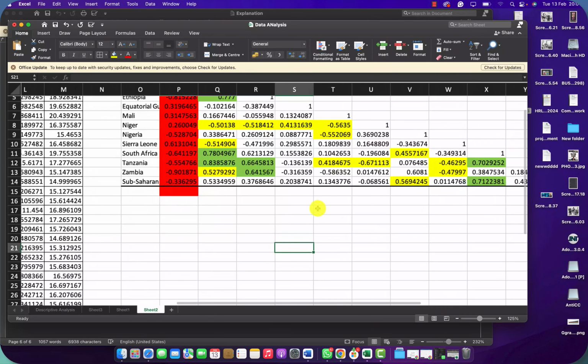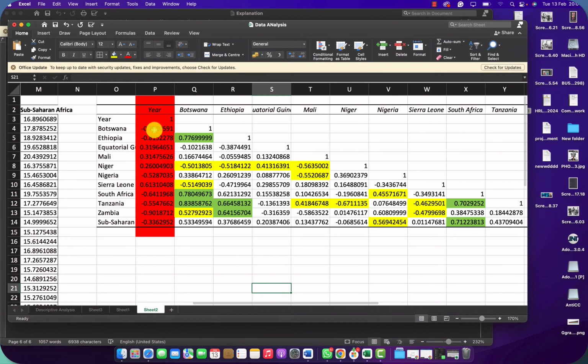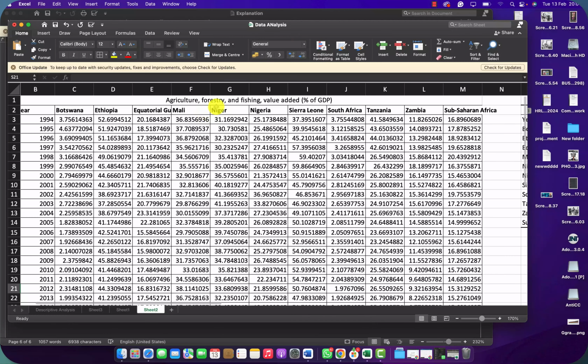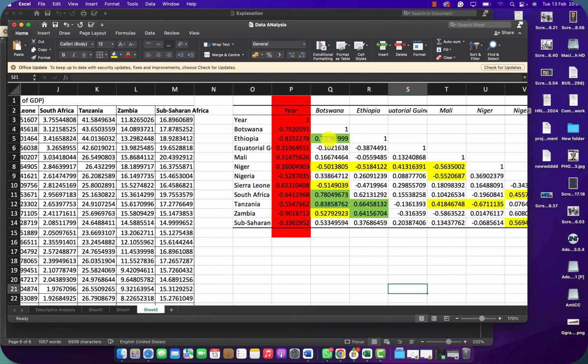Can you imagine? So this is the correlation data that we got from it. And if you check this correlation, the data set of agriculture, forestry, and fishery value added per GDP in Ethiopia is highly, or positively, correlated to that of Botswana. But in this regard, the Niger one is negatively correlated to Botswana, Ethiopia, and Mali.